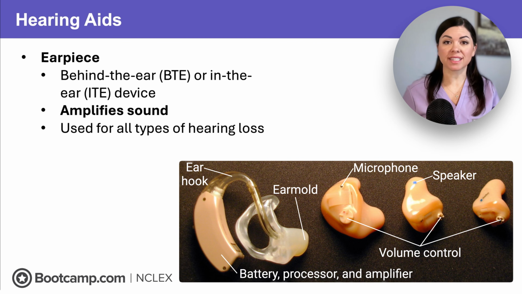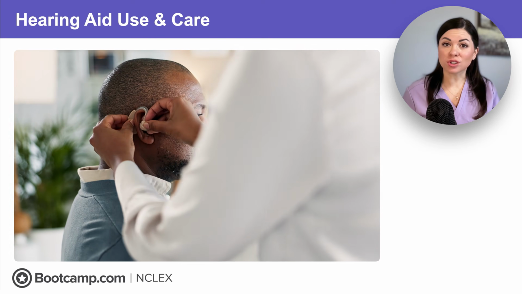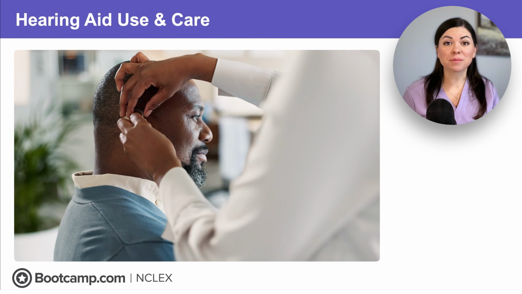First, we have an earpiece that fits either behind the ear or in the ear, and the job is simple. It just amplifies sound. That means it makes sound louder, so it can be used for many types of hearing loss. Next is cochlear implants, which is a surgically implanted device that bypasses damaged inner ear structures and directly stimulates the auditory nerve. That's why cochlear implants are used for severe sensorineural hearing loss when hearing aids are no longer effective.